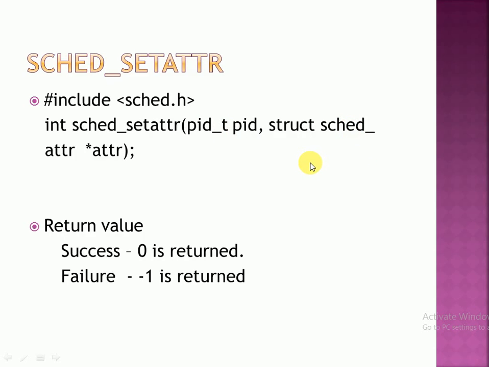The scheduling set attribute. This system call sets the scheduling policy and associated attributes for the thread whose ID is specified in the PID. This is the syntax for the set attribute system call. This also returns 0 on success, and returns -1 if a failure occurs. This is the thread PID. This is a pointer for the attribute.